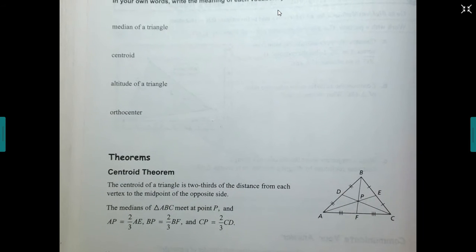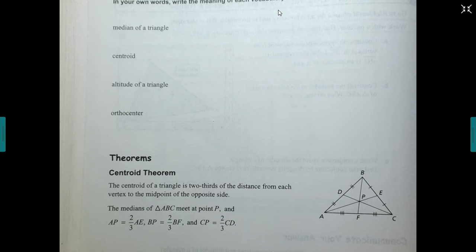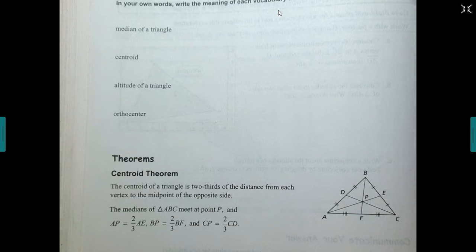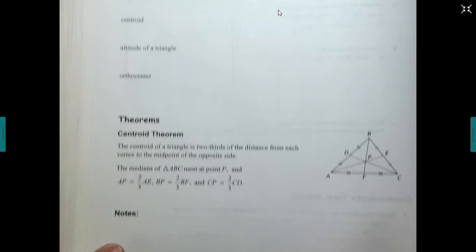Today we are going to be discussing two things. We are going to be finding the centroid and the orthocenter. Sounds kind of futuristic, but that is what we're going to be doing today. So let's start with the centroid. Let's start with how to find the centroid, and then we'll go with what it is.